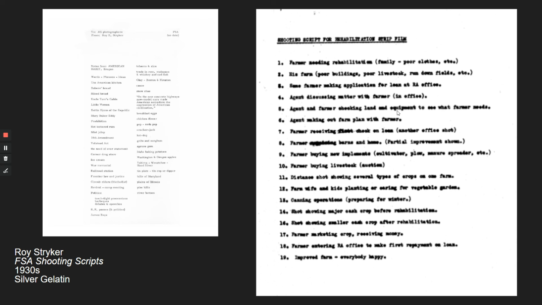I can't read. Checking land and equipment to see what the farmer needs, making out plans, receiving a check on loan. Farm wife and kids planting, canning, improved farm, everybody happy. Farmer entering the RA office to repay the loan. So very exacting. There are many. This is one shooting script. There are many different examples we can look at.